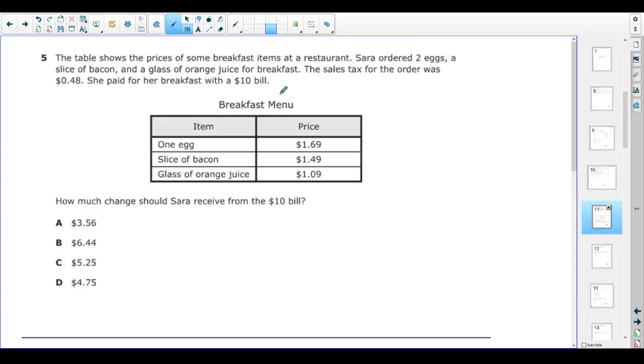Let's see, what did she buy? She got 2 eggs, so we gotta do 169 times 2. 1 bacon, and 1 orange juice, and then she also had 48 cents tax. Okay, so let's do 169 times 2. Okay, so $3.38 on eggs.